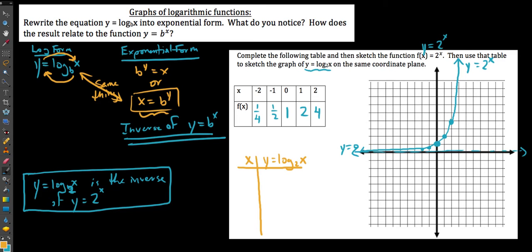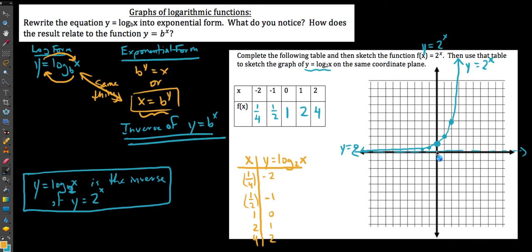The neat thing about this, at least for right now, is that we plug in for our x values the original y values of the original function. So we get 1, 2, and 4. And what we get out of it are the original inputs: negative 2, negative 1, 0, 1, and 2. Those become our outputs on this function just because these two tables swap their values, or domains and ranges swap. So I want to take a look at what these points would look like if we graphed them.